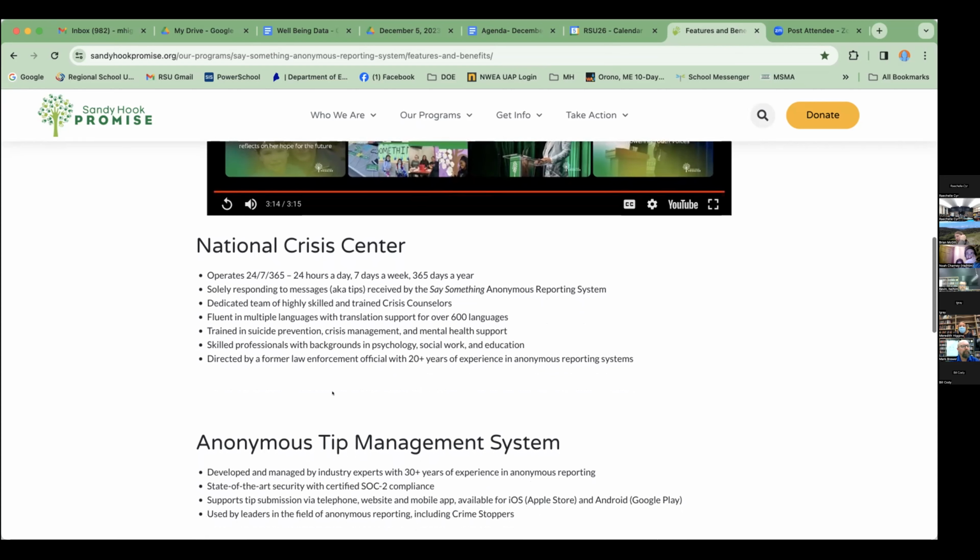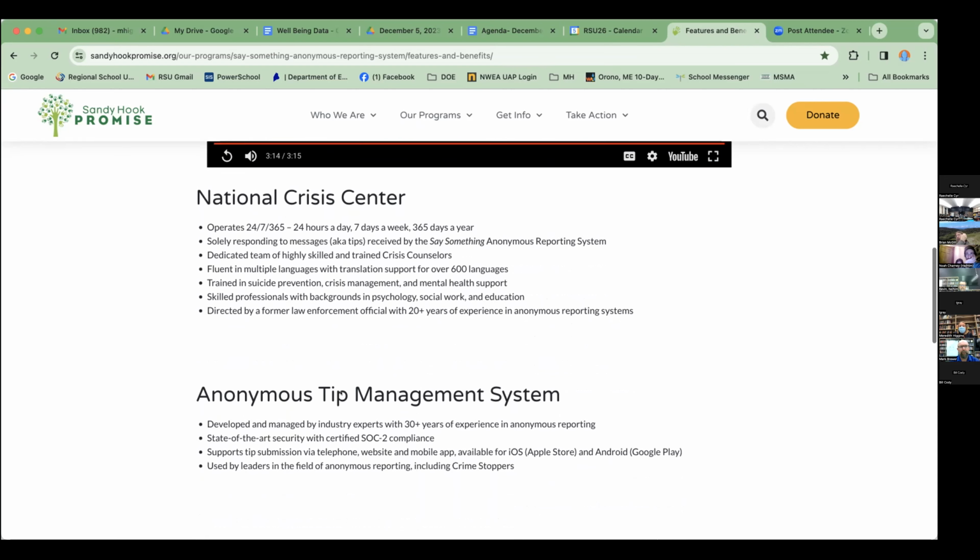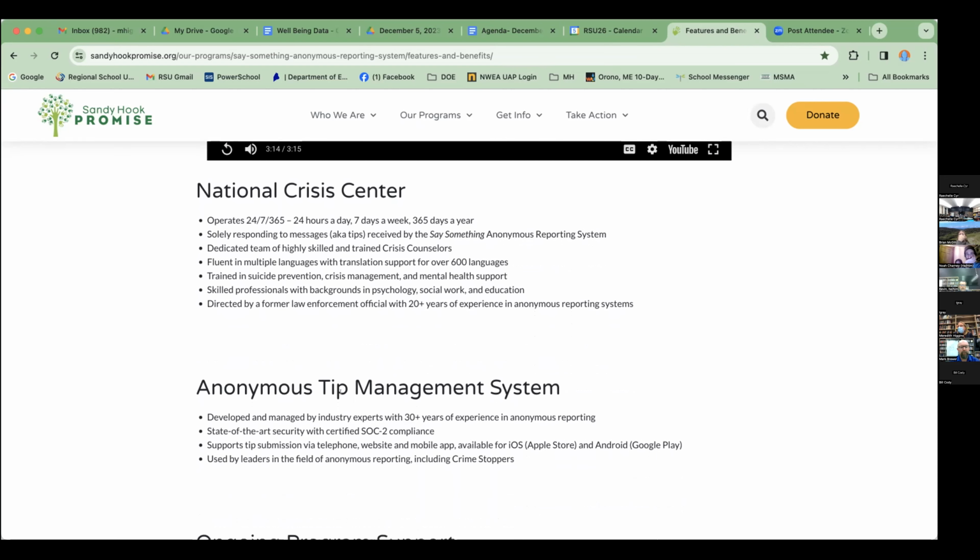And the tip management system has three ways of reporting: either old-fashioned phone, or a website, where there'll be a button on our website that someone can be directed to the tip system, or through an app. Those are all things that we'll talk with students and staff about how to access as we train them.